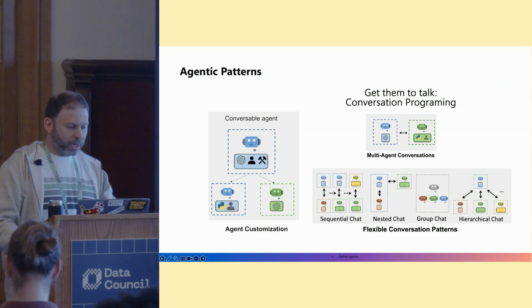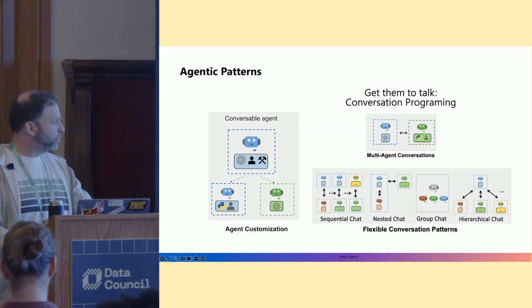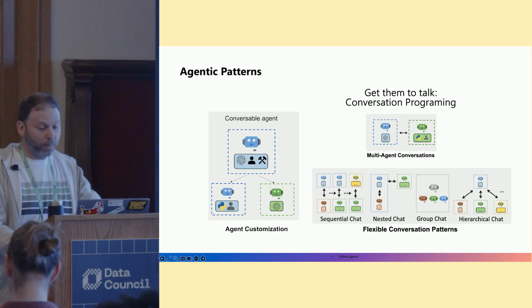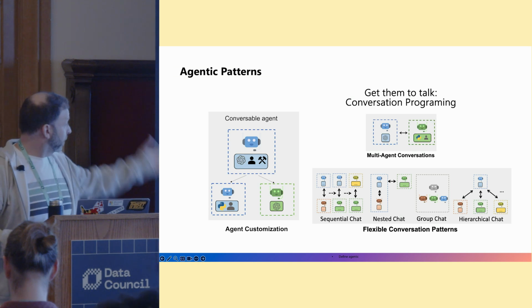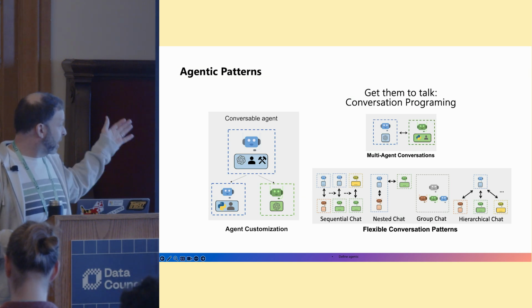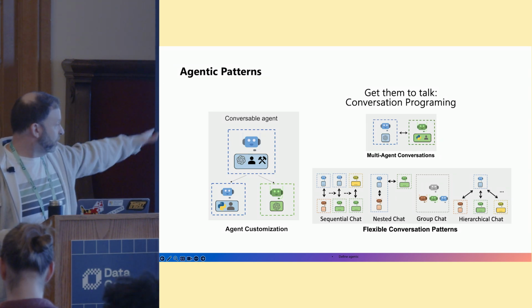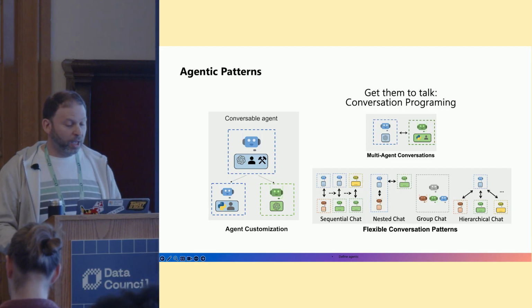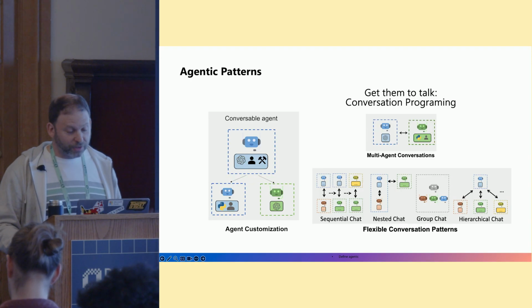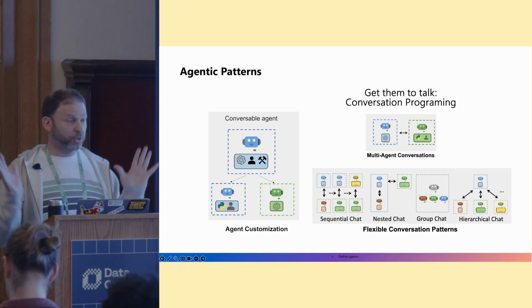A little bit about agentic patterns. These are just generic types of patterns that you might see regardless of the framework that you're using. So again, conversation agent, chatbot type of thing, but here you're speaking to maybe two agents at a time. You have multi-agent conversations over here on the right-hand side. There's different kinds of, these are high-level abstractions.